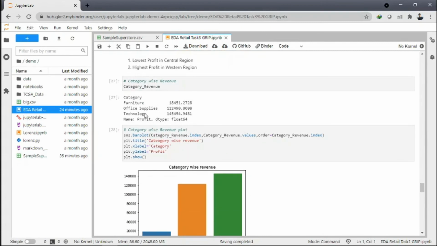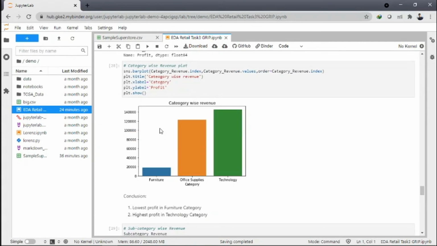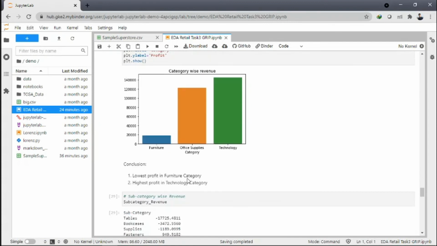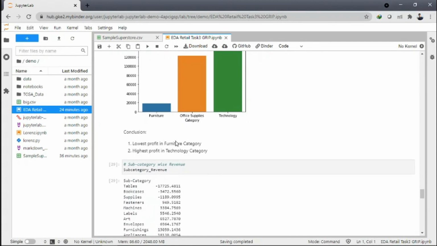So we have furniture, office supplies, technology. The least profit is in the furniture section, and the highest profit is in the technology section. So we are plotting the graph here. Here we can see by the graph too that the least profit is in the furniture section and the highest profit is in the technology section. So that is our conclusion, obviously.